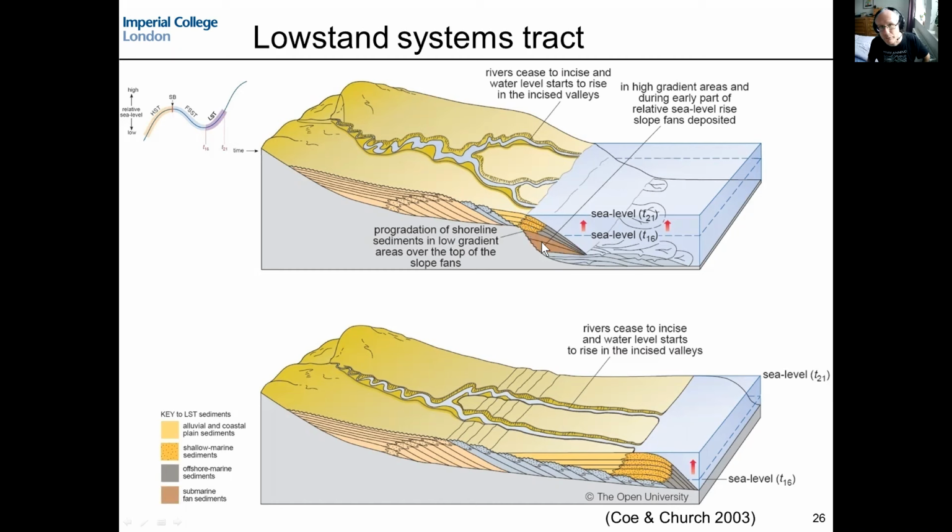So this brown unit in here, for example, would be a deep water fan, but one which is confined to the slope. We've essentially abandoned those fans on the basin floor.